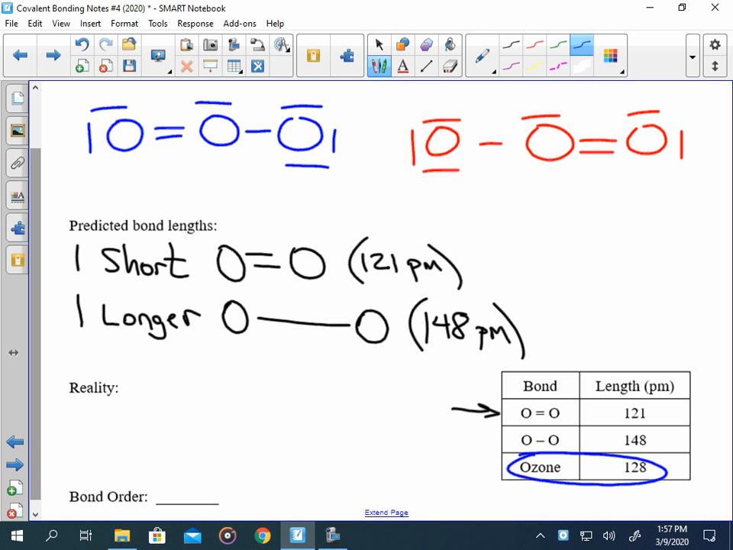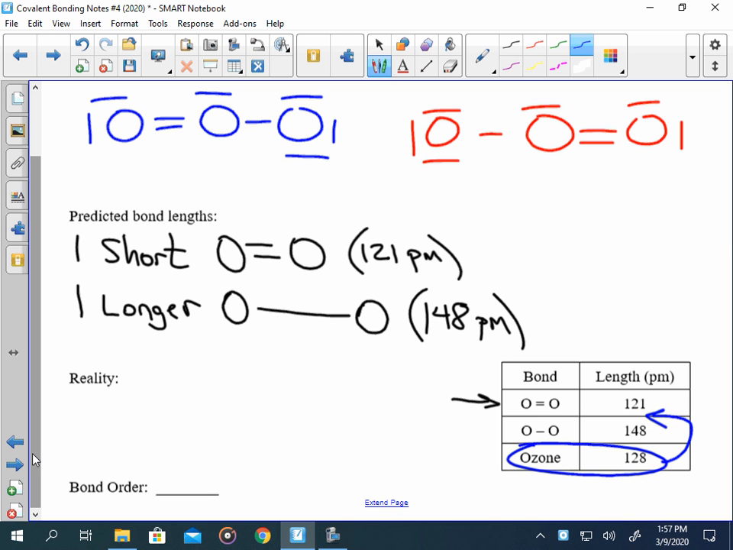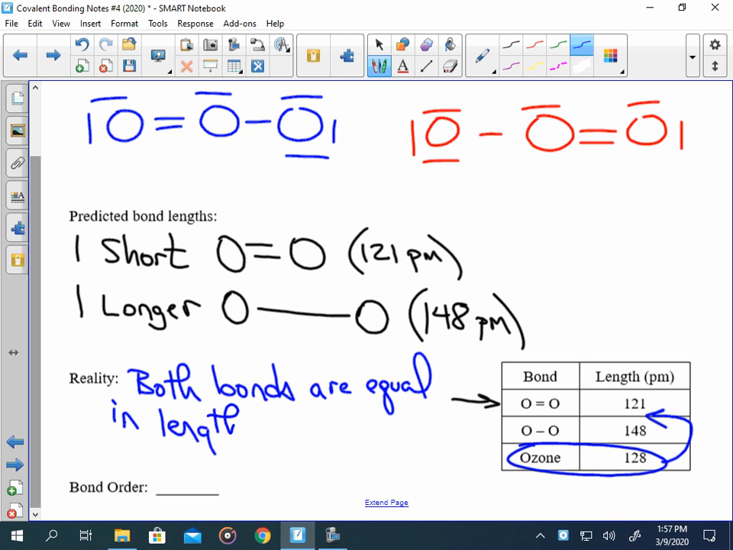Because it's not a true single bond, it's not a true double bond. You can see mathematically it's not perfect, but those are the real numbers. It's wedged somewhere between a single bond and a double bond. In reality, what we observe when we look at ozone is that both bonds are equal in length and strength. And they are 128 picometers.